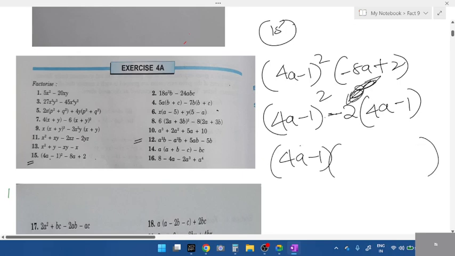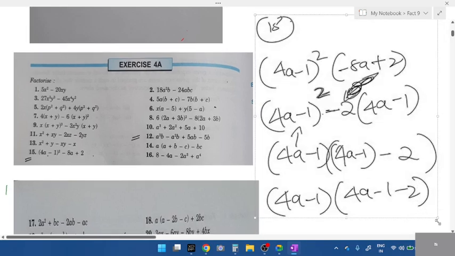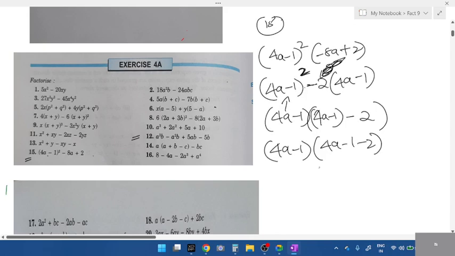No, no, no. Divide this. There's a degree 2. How many (4a minus 1) will get cancelled? Yes, only one (4a minus 1) will be left, right? Minus, when you divide, yes, minus 2. So 4a minus 1, and when you open the bracket, 4a minus 1 minus 2. What is minus 1 minus 2? Minus 3. This is the answer. Clear?